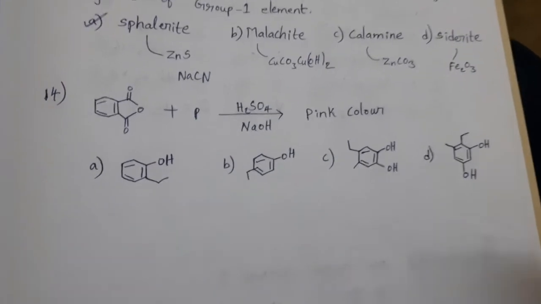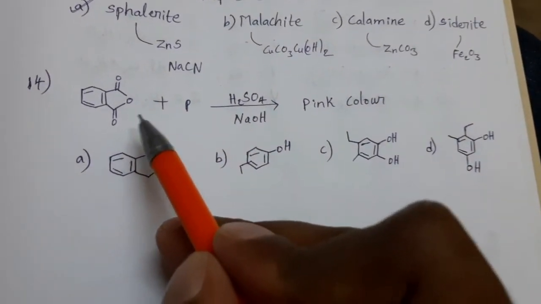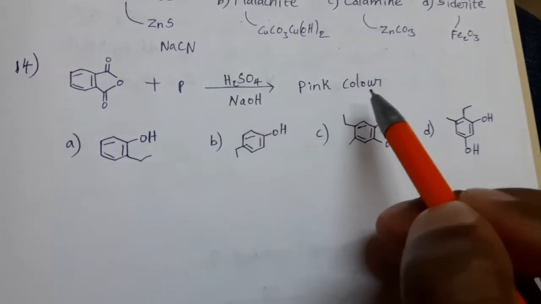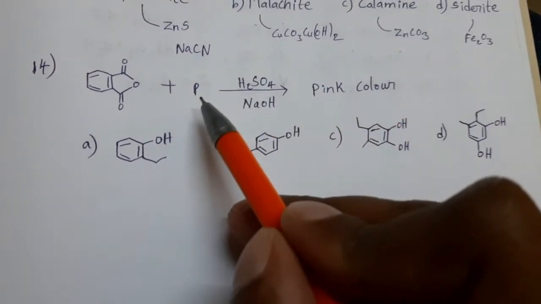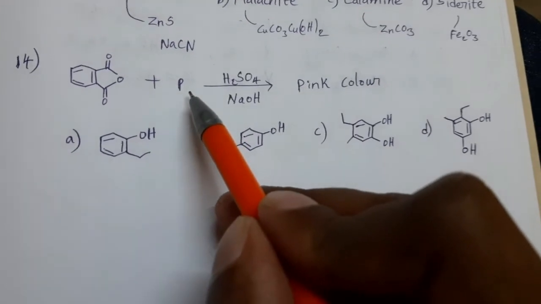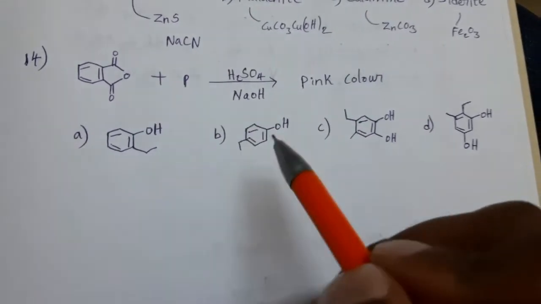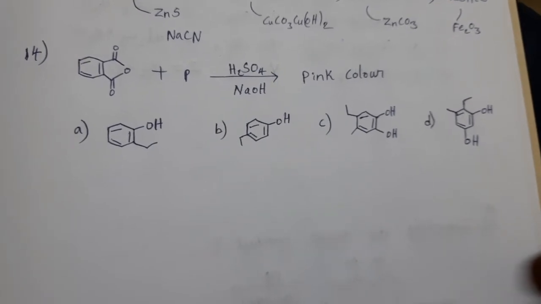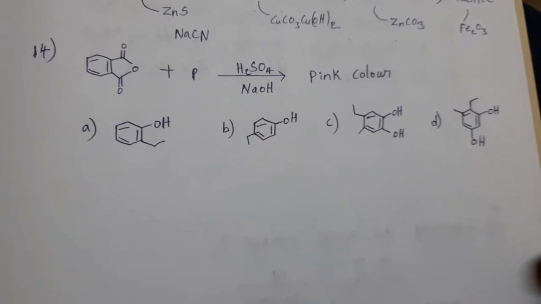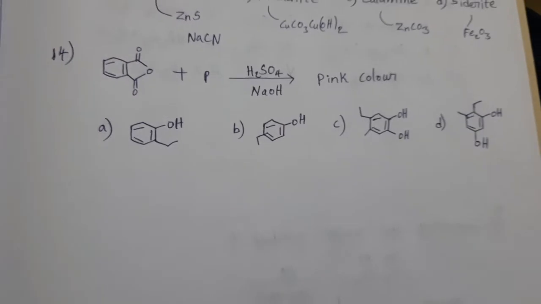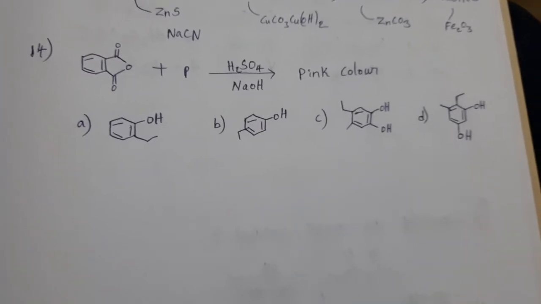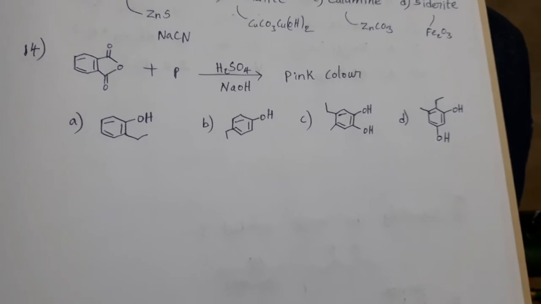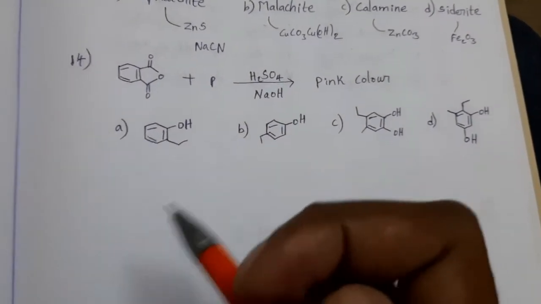Next, phthalic anhydride plus P gives rise to a pink color with H2SO4 and NaOH. We have to identify this P reagent. This reaction is similar to phenolphthalein preparation. Phenolphthalein is an acid-base indicator. It gives pink color in basic medium and colorless in acidic medium. See the phenolphthalein preparation reaction.